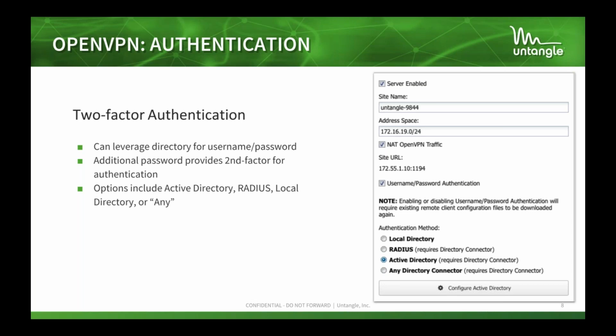The second factor in two-factor authentication for OpenVPN is an additional password. So obviously, we're going to pull this from wherever we can. You see in the option on my screen, we're pulling from Active Directory. This is coming from the Directory Connector module on Untangle. So if you don't have that paid module, you won't see those three options. You'll only see local directory.